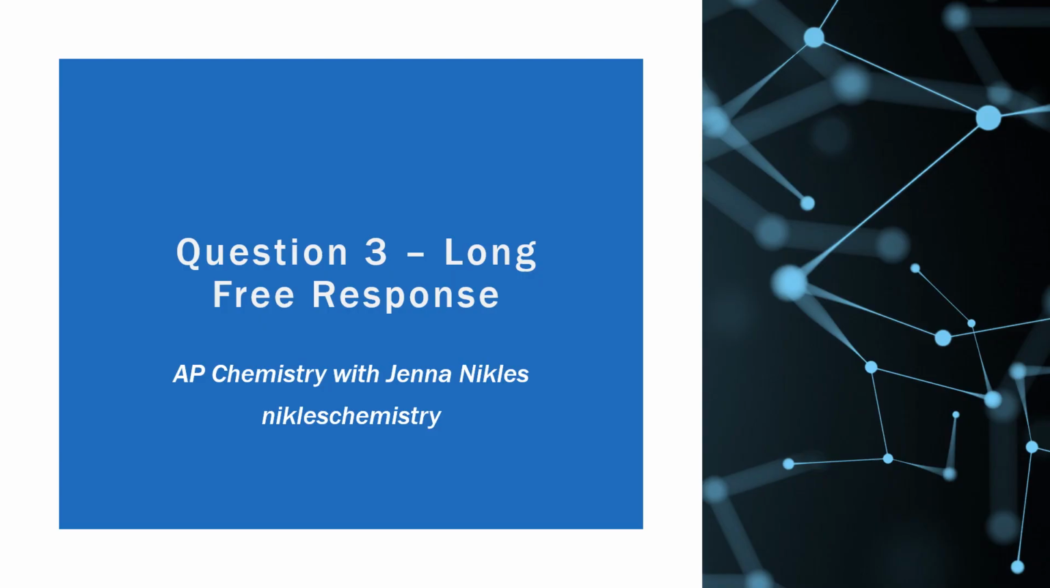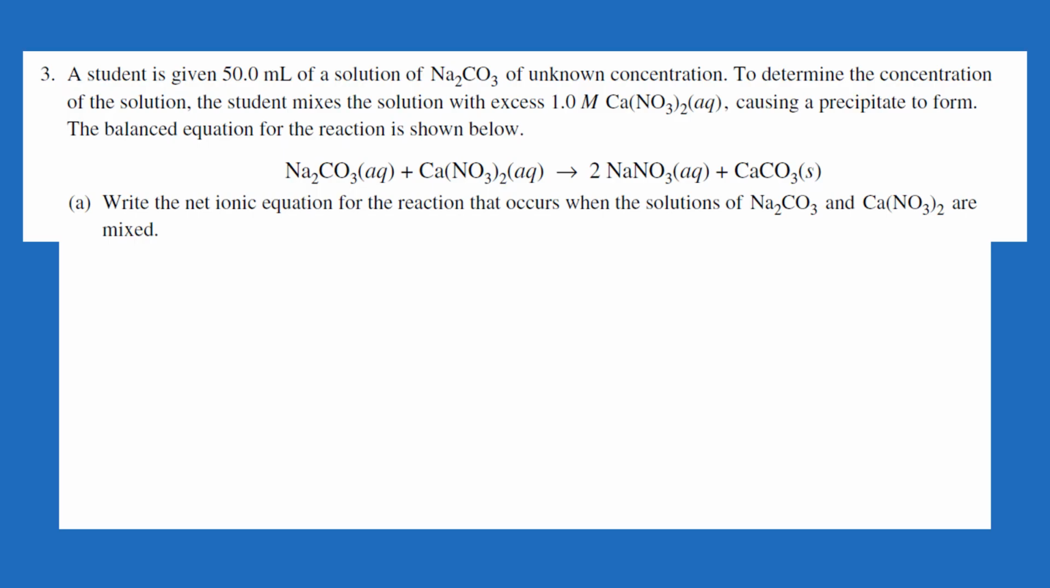Question 3 is the last of the long free response questions. Okay, so we have 50 milliliters of sodium carbonate of an unknown concentration. To determine the concentration, they mix it with excess calcium nitrate, causing a precipitate to form. That's great. Write a net ionic equation for the reaction that happens.